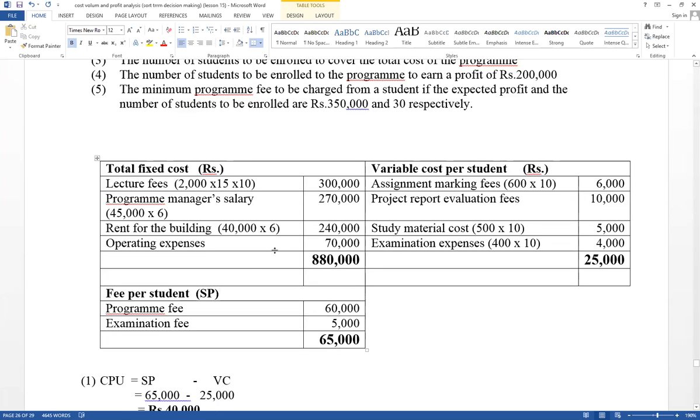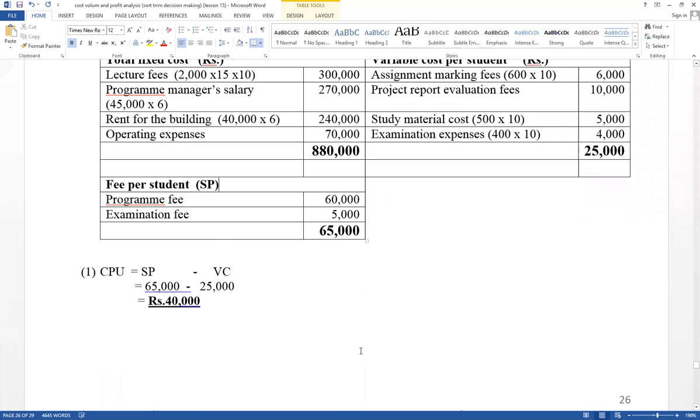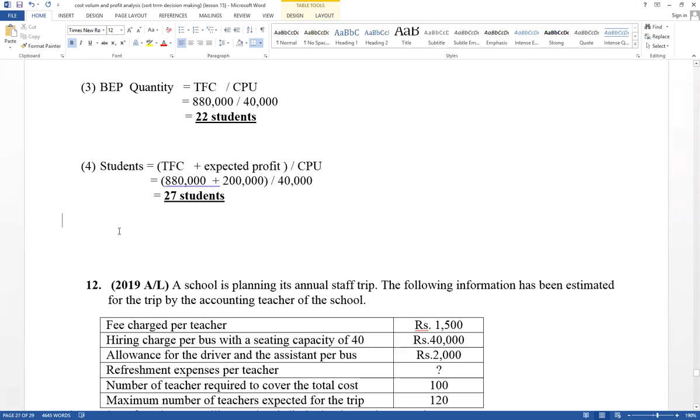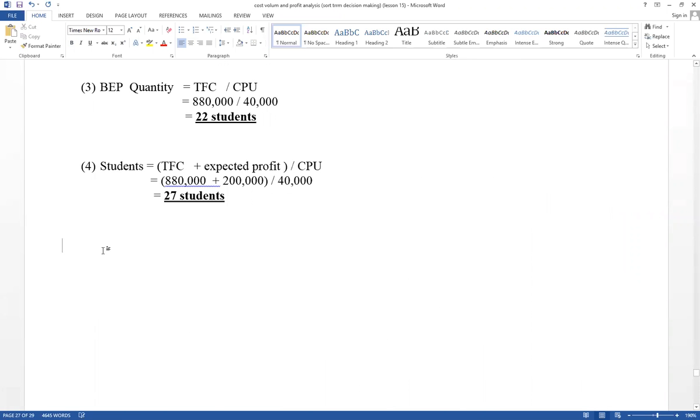Therefore, it can be calculated by using the break-even point quantity equation. This is the expected profit. To generate the expected profit, quantity is given and expected profit is also given. Therefore, the last equation can be applied: quantity equals total fixed cost plus expected profit divided by contribution per unit. Here, profit should equal 350,000 and the number of students participating is 30. This is the equation you have to apply.